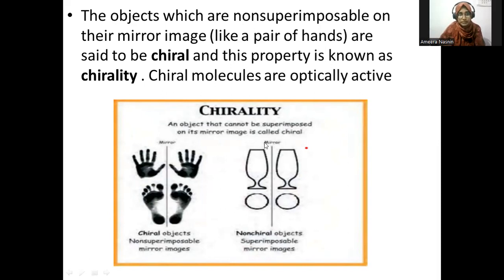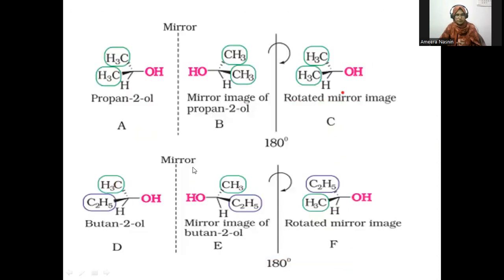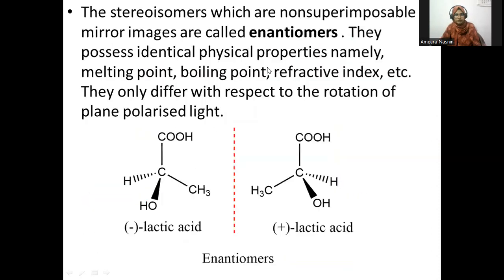So they are said to be chiral. Such molecules are said to be chiral, and this property is called chirality. Here, our hands and feet are given as an example of chirality. Take this cup and this ball, whatever objects these are. These can be placed perfectly above one another, and they'll be superimposable. So these are non-chiral objects, and these are chiral objects.